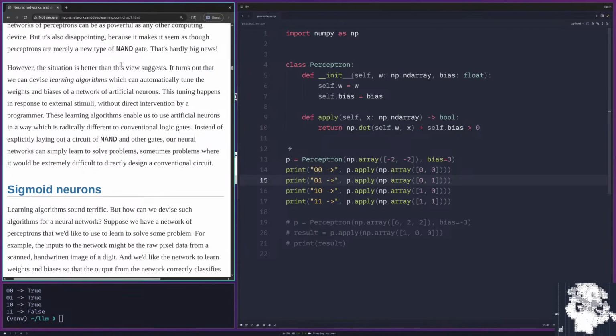It turns out that we can devise learning algorithms which can automatically tune the weights and biases of a network of artificial neurons. This tuning happens in response to external stimuli without direct intervention by a programmer. These learning algorithms enable us to use artificial neurons in a way which is radically different to conventional logic gates. Instead of explicitly laying out a circuit of NAND and other gates, our neural networks can simply learn to solve problems, sometimes problems where it would be extremely difficult to directly design a conventional circuit.